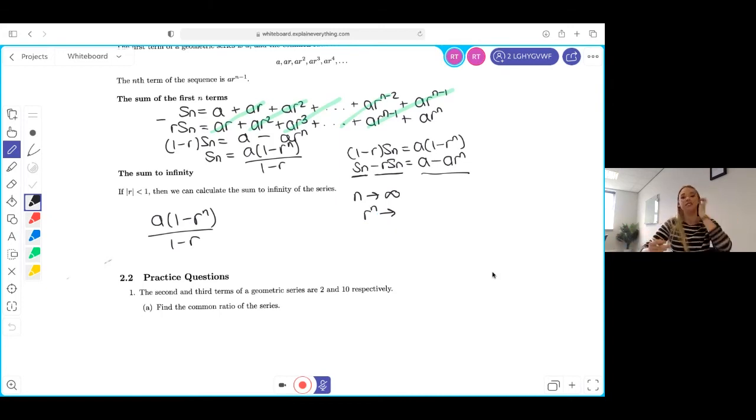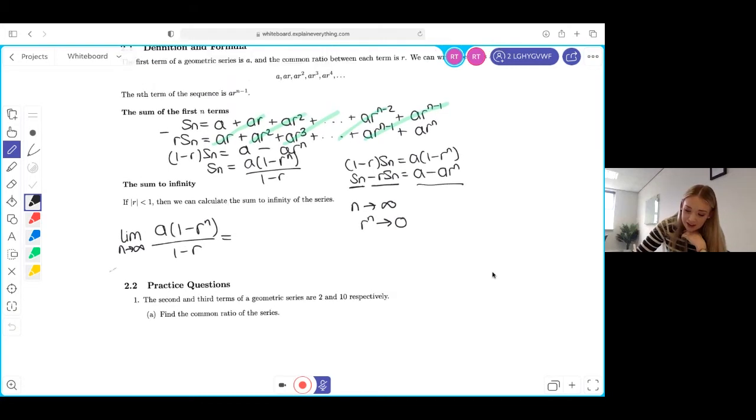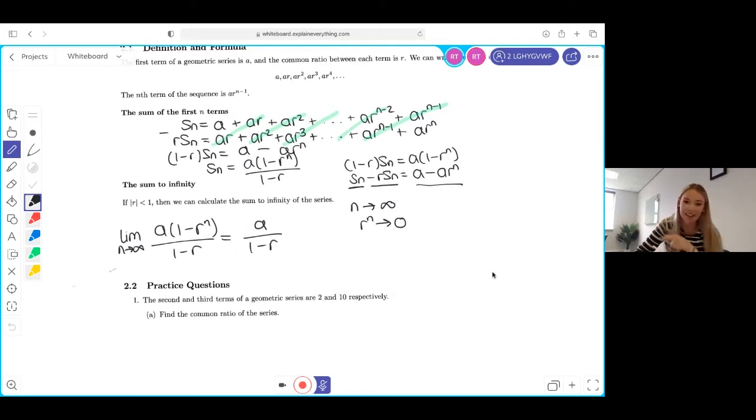So r, if it's less than 1, if you've done a half to a really high power, that would just get smaller and smaller depending on which power that you've done. So as n gets bigger, r to the n will get smaller and closer to 0. So our limit as n gets larger would just be r to the n getting close to 0. So then I'd have 1 minus 0 in that top bracket, and I'd just be left with a over 1 minus r. So that's our formula if we're asked the sum to infinity, we'll use that formula as well.